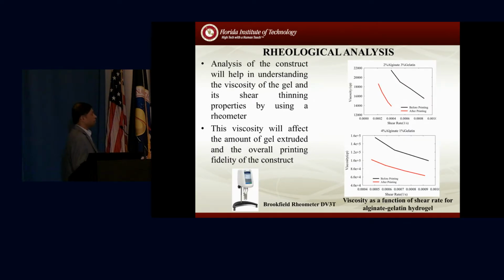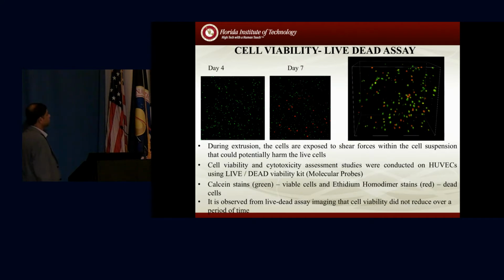So we always have to look at the bioinks and their shear thinning properties, so we use rheological studies to make sure that your bioink is suitable. We have been using alginate, gelatin, fibrinogen, and different types of recipes to check our bioink composition and their shear thinning properties. And then we do live dead.